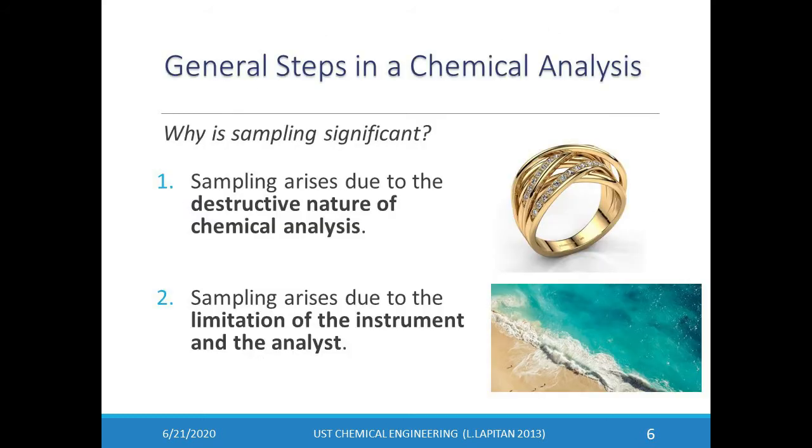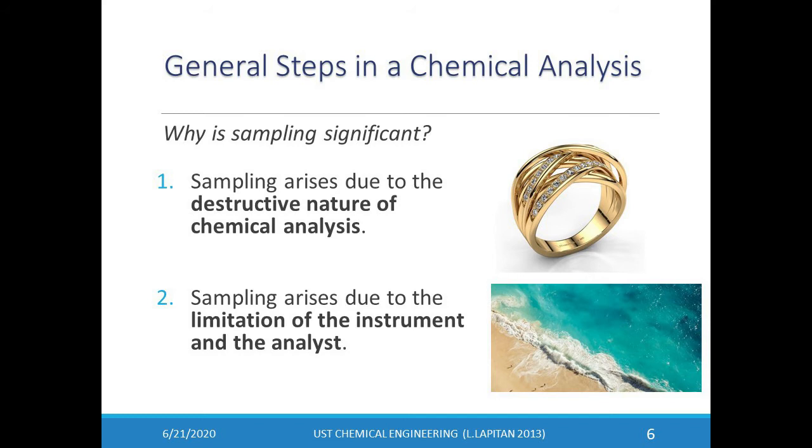There are two reasons why sampling is significant. First, a lot of chemical methods of analysis are destructive in nature, which means that you have to dissolve or volatilize the sample. The destructive nature of this analysis means that it is difficult to recover the sample at the end of the analysis. It is often desired that a chemical analysis be non-destructive so that you can preserve the sample after the analysis. For example, it is foolish to dissolve the entire gold ring if we just want to know if this is really made out of gold.